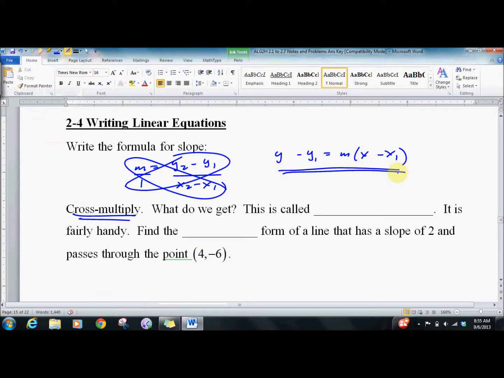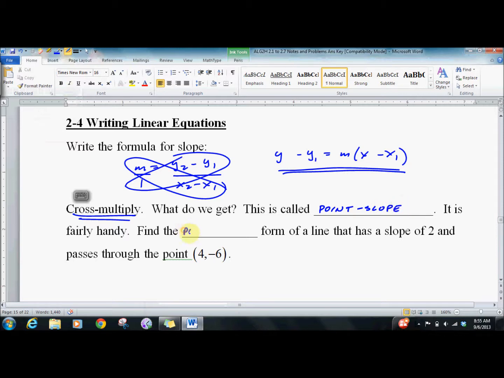We need to leave a y and an x as a y and an x so we can plug them into a formula. Otherwise, we're just getting single numbers out of this. So we call this point slope form. And I'm not a big fan, but it's actually very handy.